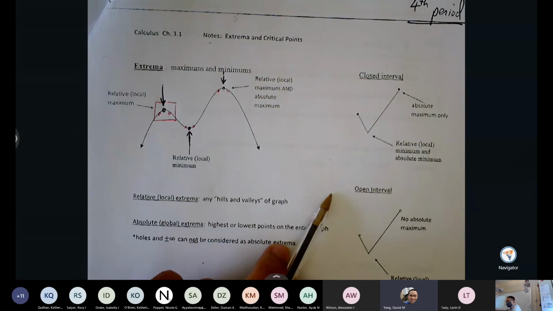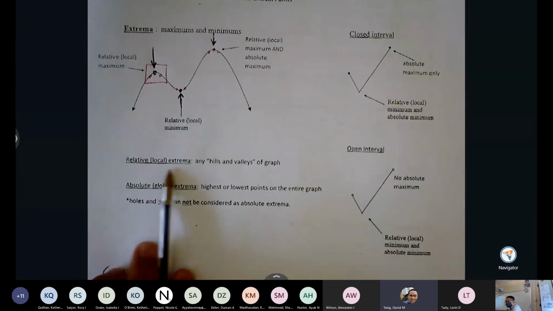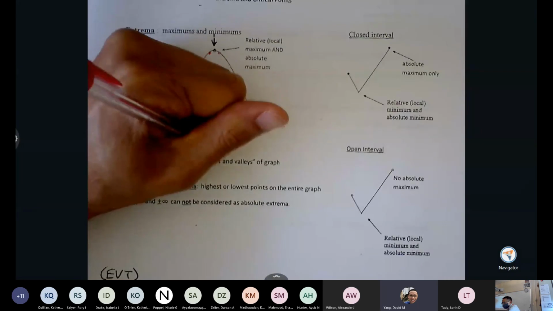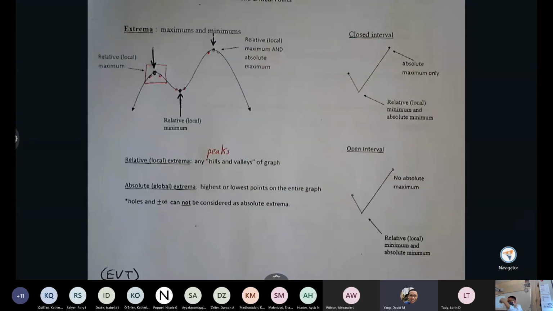All right, so visually speaking, relative extrema, relative max, relative min are basically any peaks and valleys or hills and valleys of the graph. So if you can visualize a continuous graph where there's a peak and valley, then you know those are relative max and relative mins.